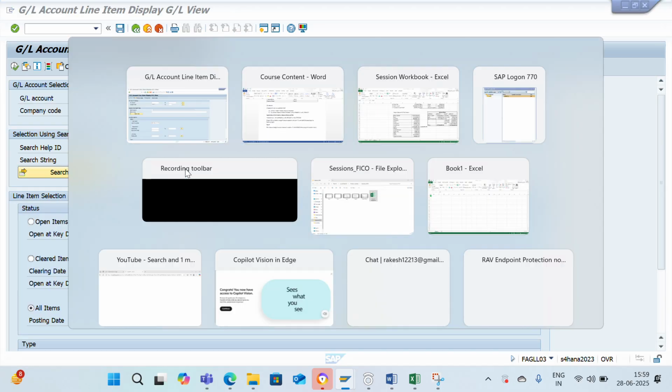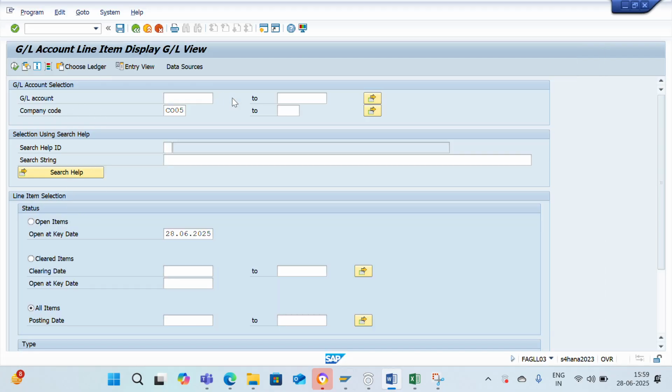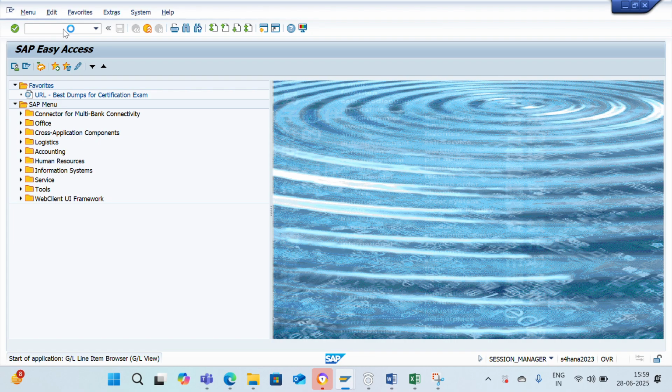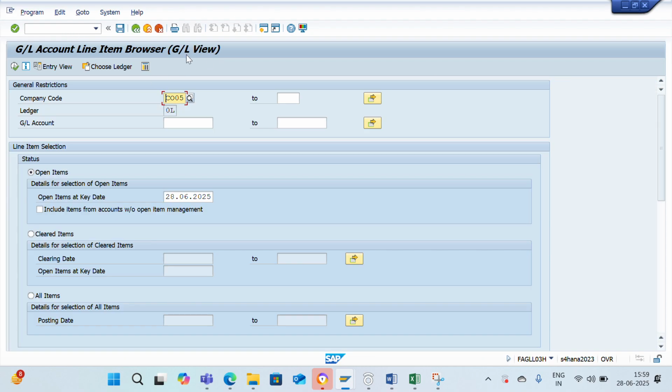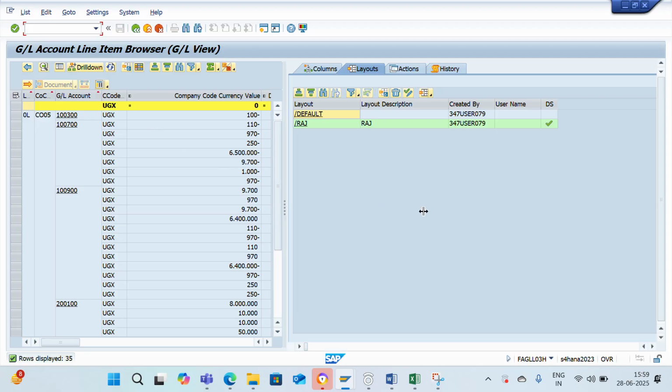The third report that we can use is FAGLL03H. This is also a report in the GL view. I am giving the company code and all items without any date range, and let me execute it. How to work with these reports we will understand better in the upcoming sessions, as these are only overview sessions.